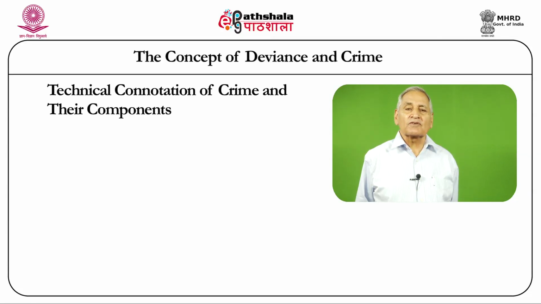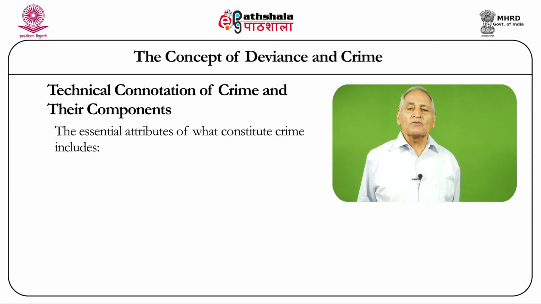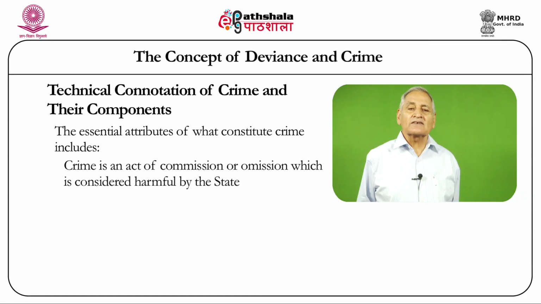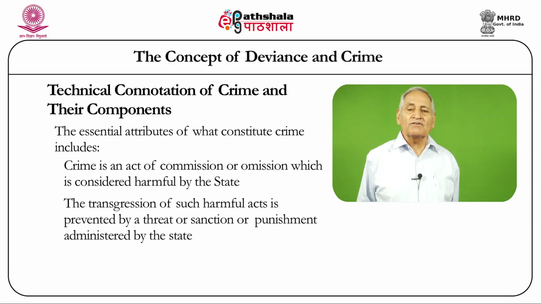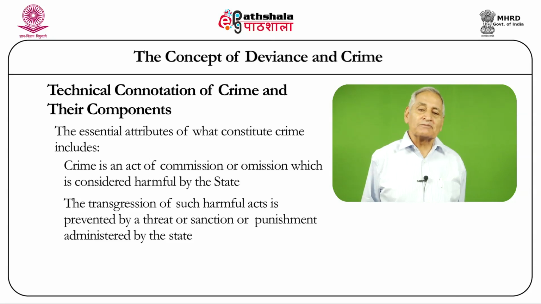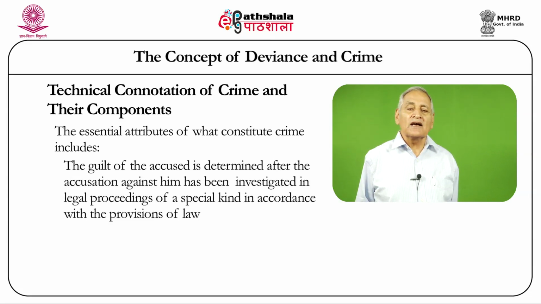The technical connotation of crime and its components may be understood as follows. The essential attributes of what constitutes a crime include the following three things. Crime is an act of commission or omission which is considered harmful by the state. The transgression of such harmful act is prevented by threat of sanction or punishment administered by the state. The guilt of the accused is determined after the accusation against him has been investigated in legal proceedings of a special kind in accordance with the provisions of the law.